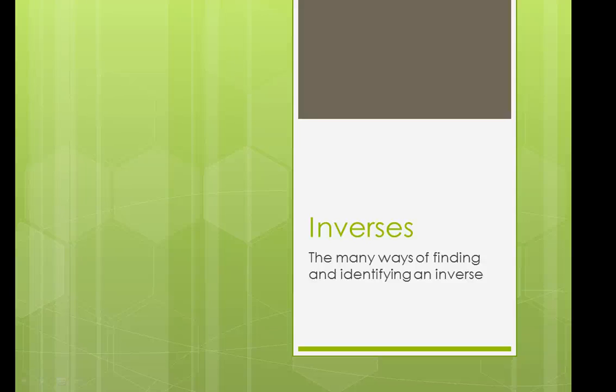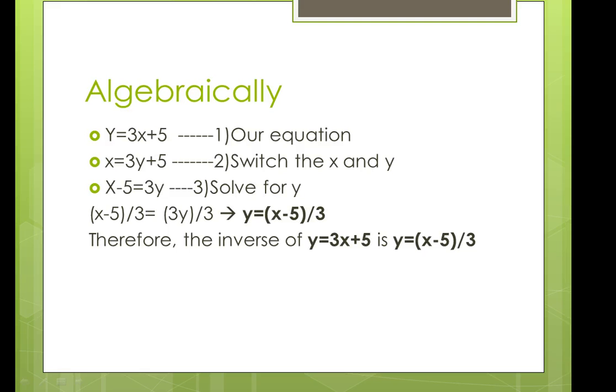Okay, so now we will be discussing the topic of inverses. So the first step is how to solve them algebraically, and as you can see here, our equation is y equals 3x plus 5. Now the first step to solving this is switching the x and y variables. So now this equation is going to change to x equals 3y plus 5.